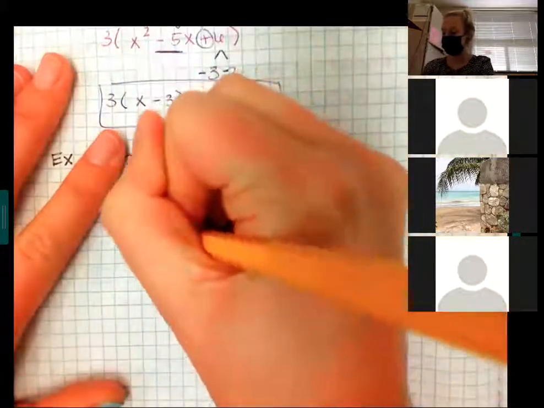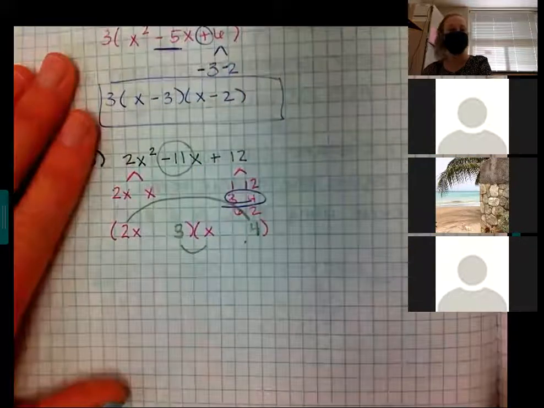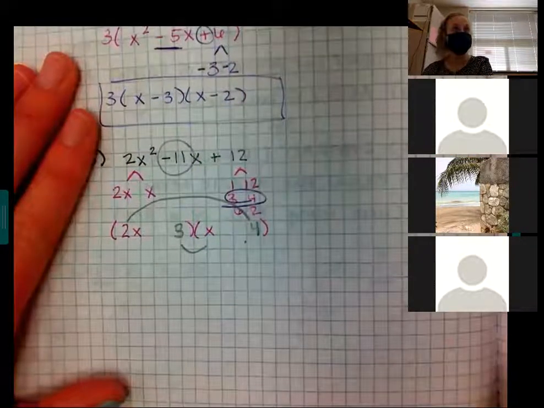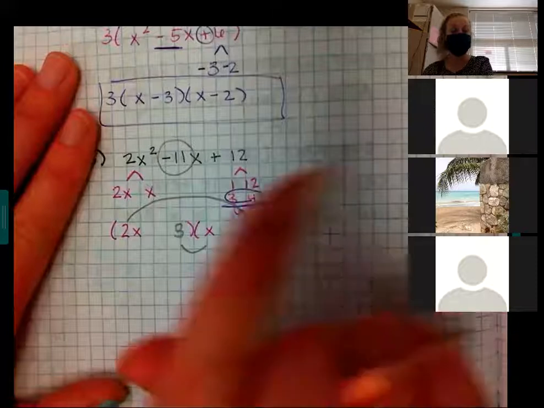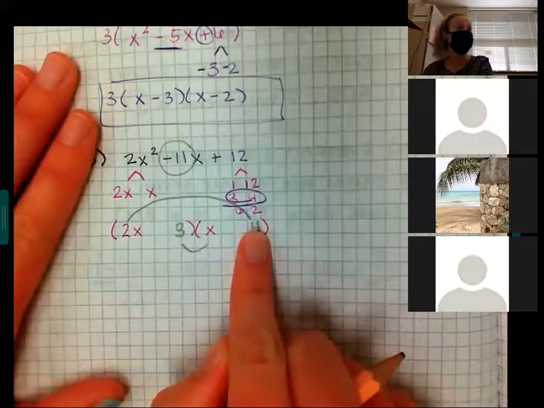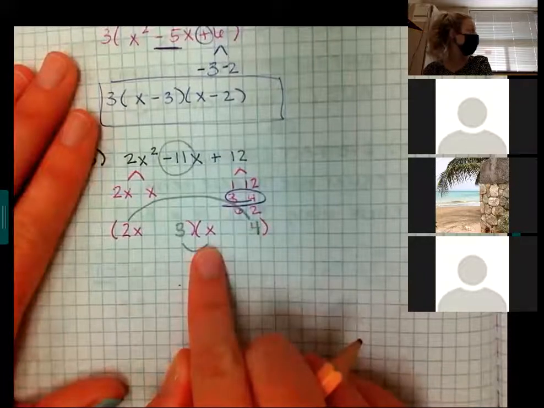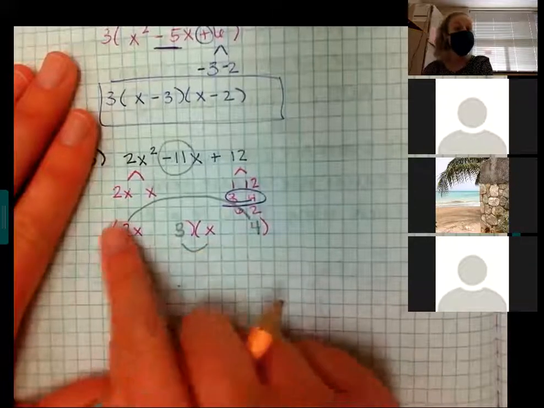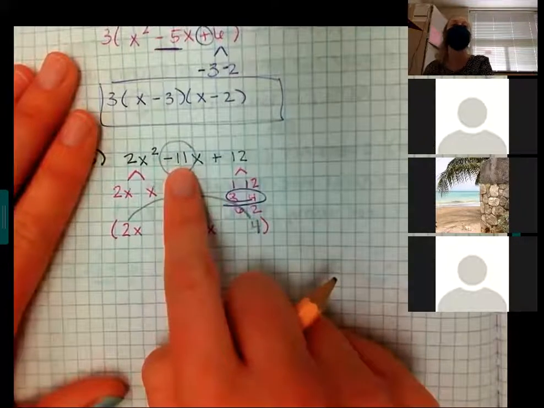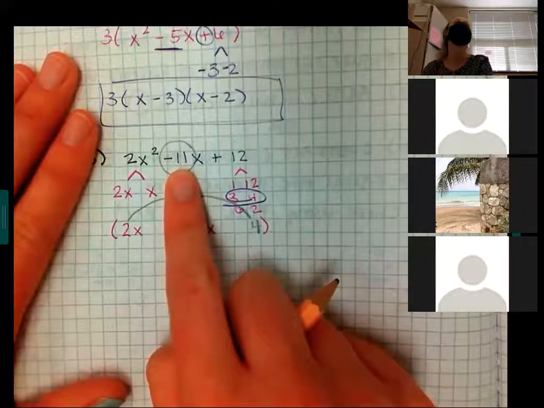So I'm going to put the 3 here and the 4 here on the end. So make sure you're watching, because this is where it gets tricky. What's 2x times 4? 8x. What's 3 times x? 3x. Do 8x and 3x make 11x? Yes.